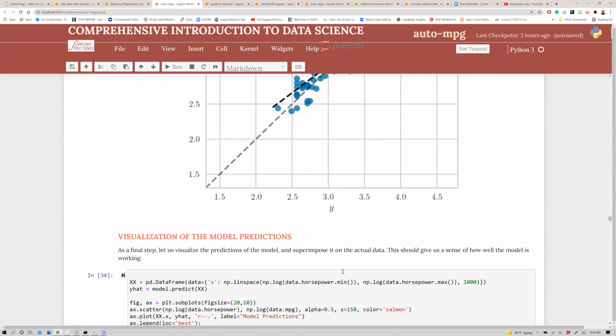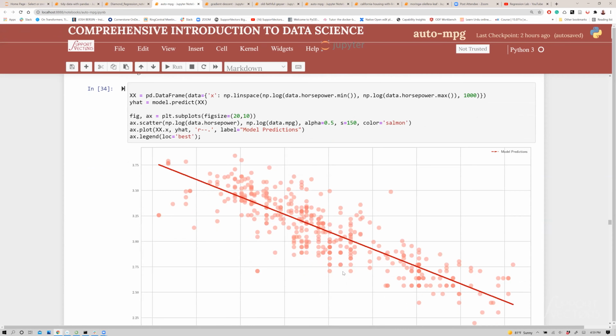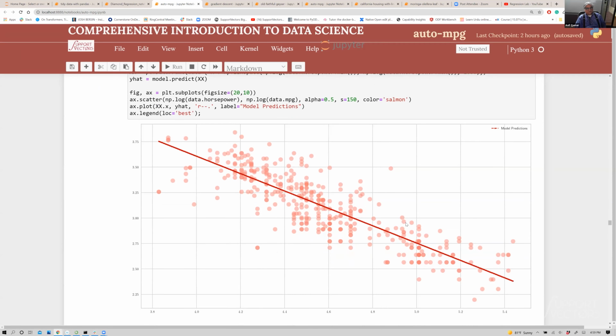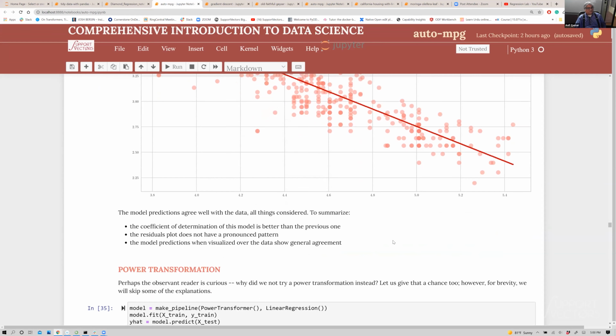And when you visualize the model prediction, because now you have taken the log transform, would you say that the model and the data are in good agreement? The prediction and the data are in good agreement? Yes, definitely. Already you have 72% R squared. So your things have improved.